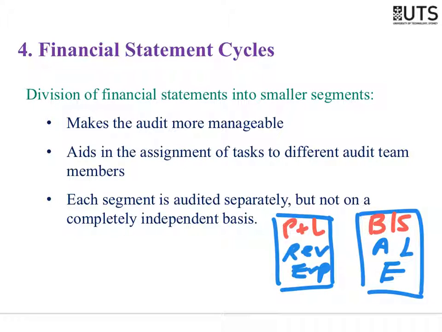So we can go through individually and test every single one of those accounts. The other is to do what's called the cycle approach. What the cycle approach does is it groups together the accounts that are related, and we audit them together. Now, which one do you think is more efficient, individually or cycle? Yes. And that's why in practice, you actually have audit financial cycles that we look at. And that's what you're going to see in the next slide.